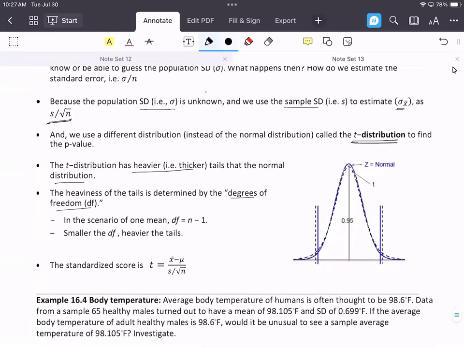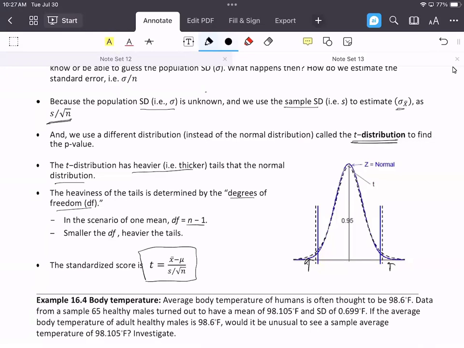The degrees of freedom, and you're going to be talking more about this in Stat 252, is determined by taking the sample size and subtracting 1. The smaller the degrees of freedom, the heavier, in other words, thicker, these tails will be. Now, the standardized score, instead of a z-score, we're going to use a t-score. The t-score should look familiar to find.